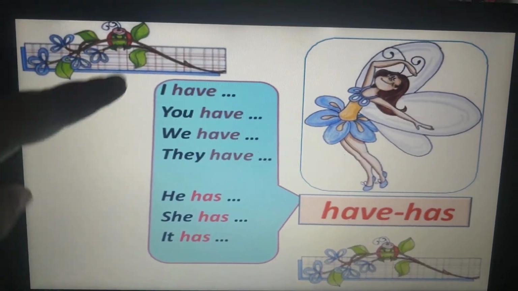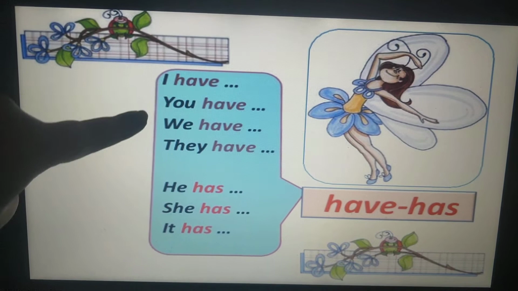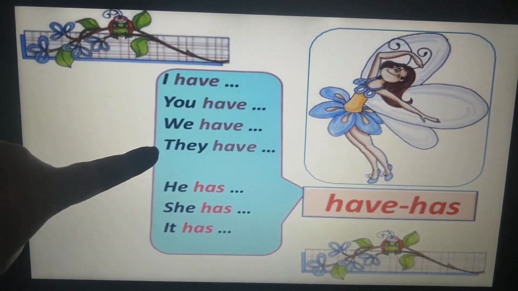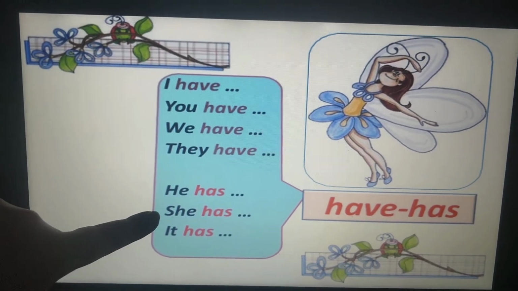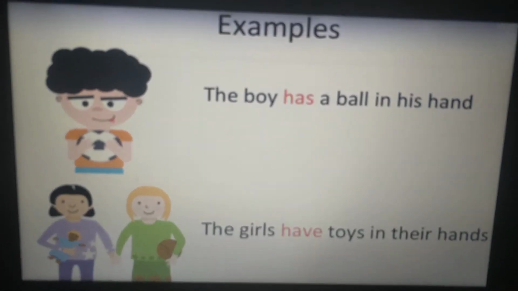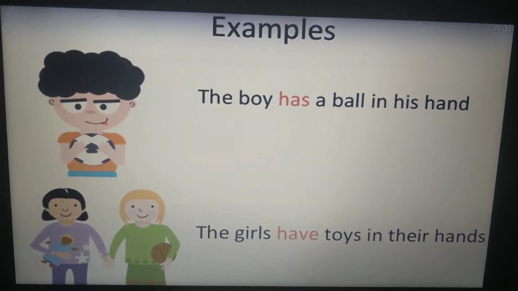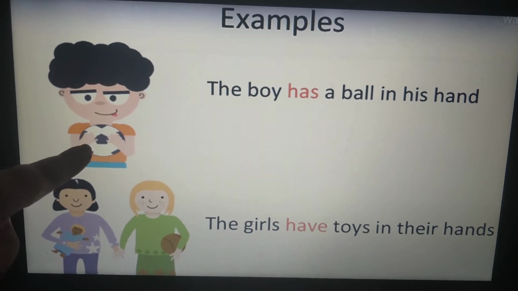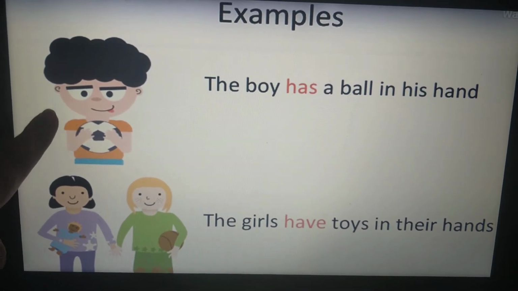Here we have one more example. I have, you have, we have, they have. He has, she has, it has. Now let's see one example. The boy has a ball in his hand. You can see one boy is there, so we can also say he has a ball in his hand.